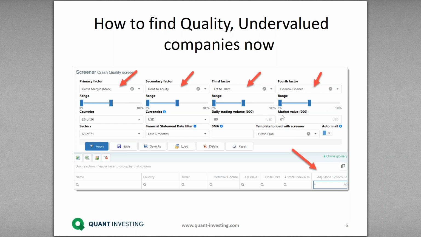Keep only the best. I've got a small daily volume indicator, 80,000. That's enough for me to invest my own money. And here you can see the adjusted slope. I entered a number of 30. Click on this little magnifying glass and select greater than. See, it's selected there. And then you'll only get companies with an adjusted slope value greater than 30, and then sort by QI value.